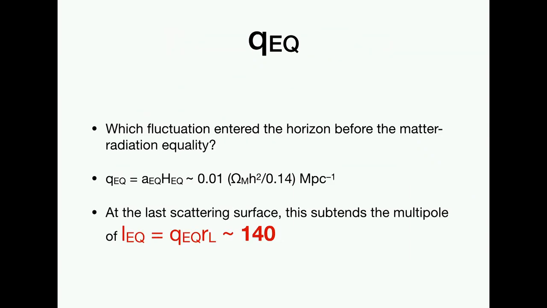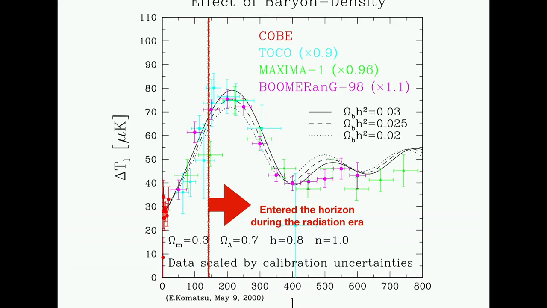So which fluctuations enter the horizon before the matter-radiation equality? The answer, in terms of k value, is 0.01 inverse megaparsec. Well, in terms of l, it's 140. So basically, all of these peaks correspond to fluctuations that enter the horizon during the radiation era. These are bang during the radiation era.